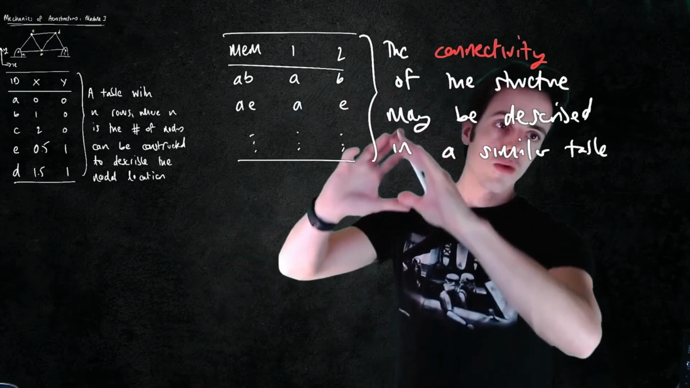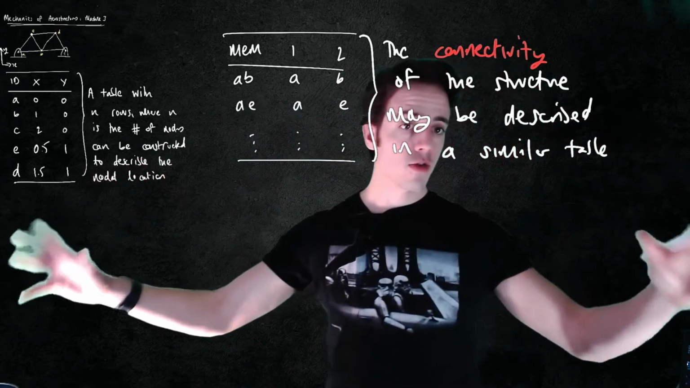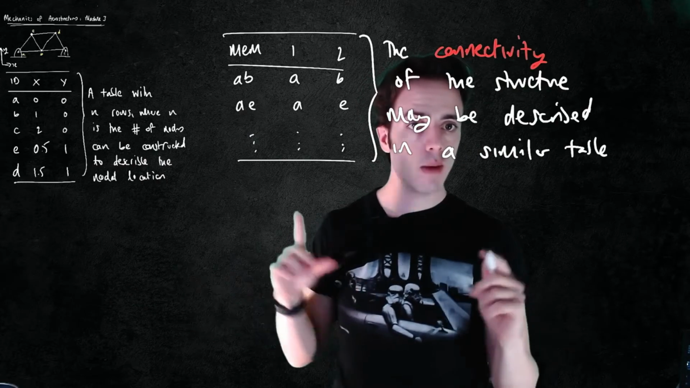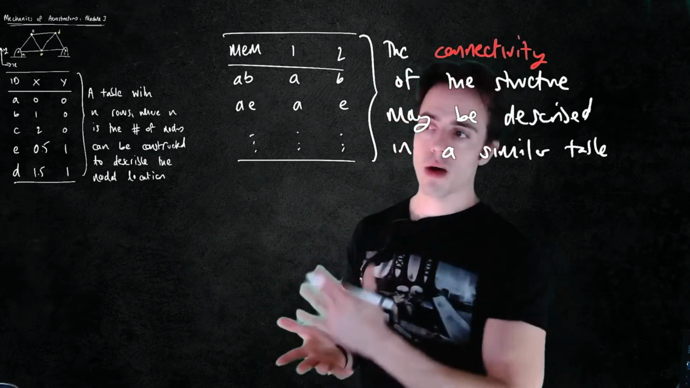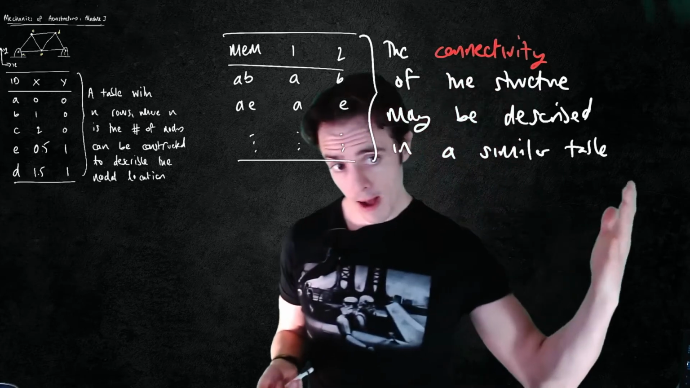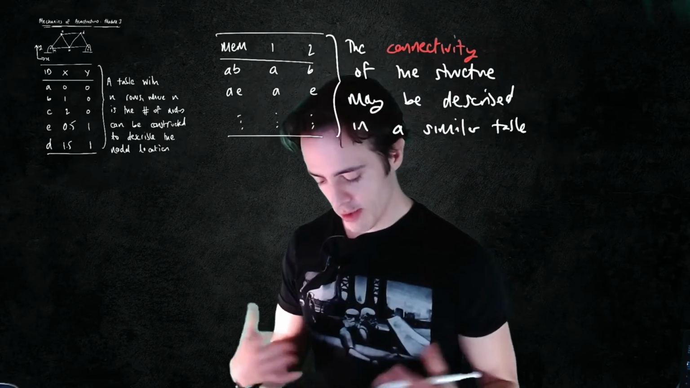So we can then take any truss frame structure and describe it in terms of these two tables, one that describes where the nodes go and one that describes which member connects which node to which other node.